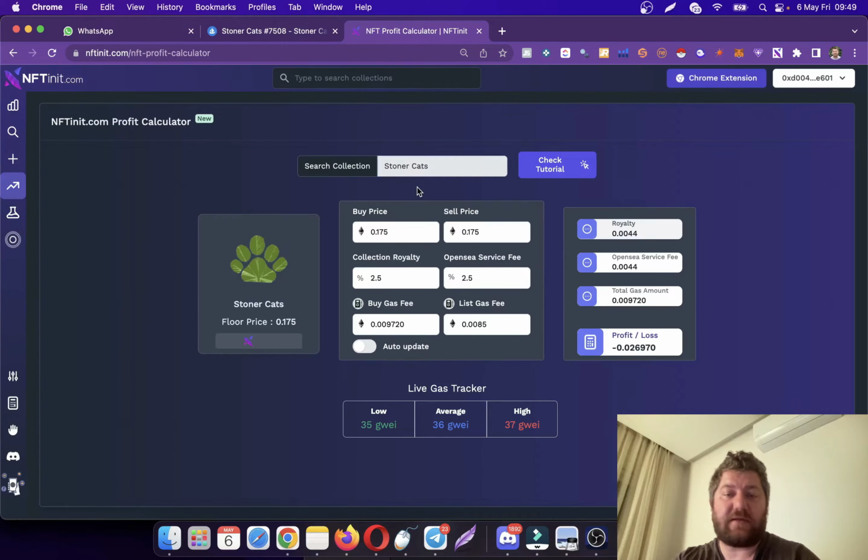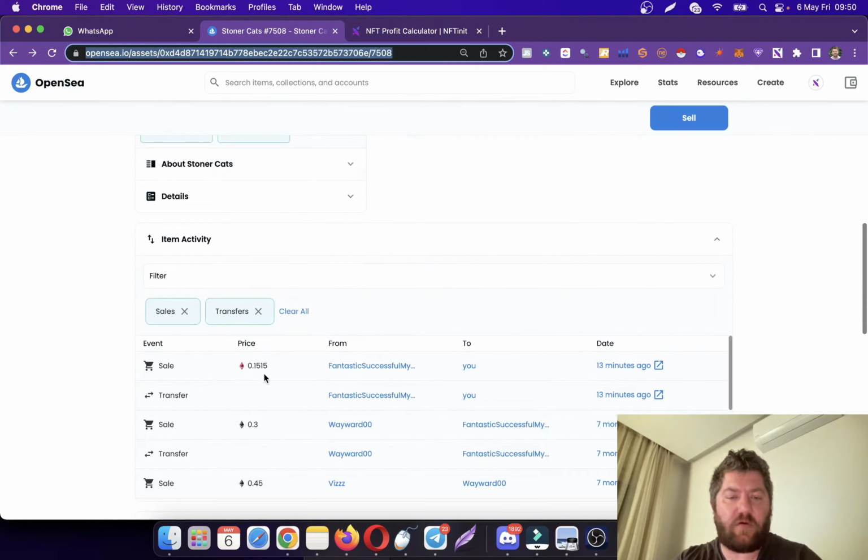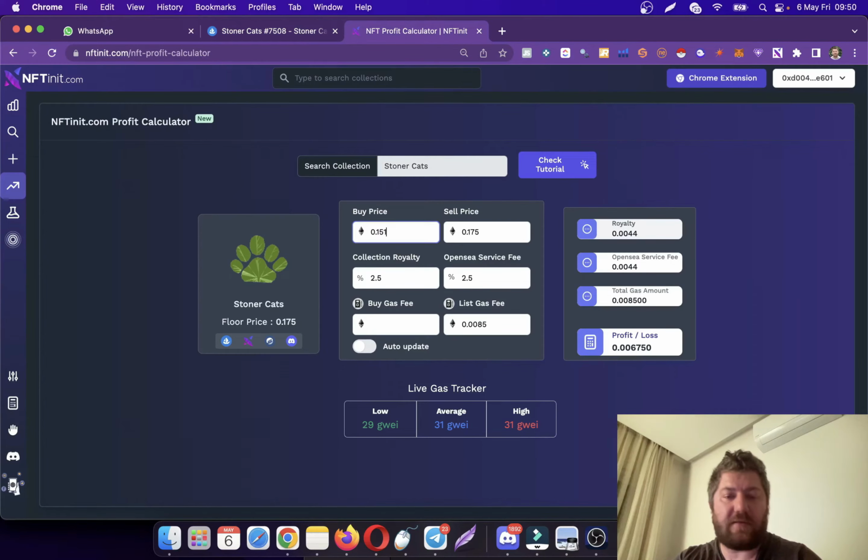Stoner Cats. I'm not after a huge profit here. I just want to show you how things would work. So as I got it with bits, there is no gas fee, as we have discussed, and I bought it for 0.1515. Right now my profit will be this much if the listing gas fee was 0.085 Ethereum.